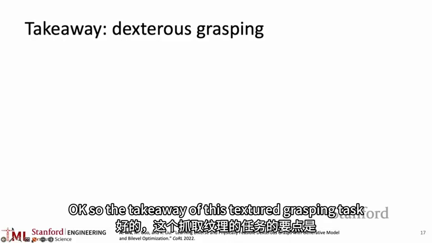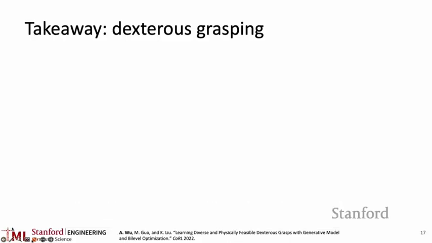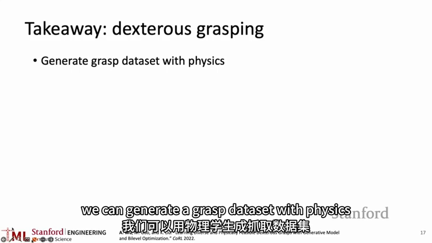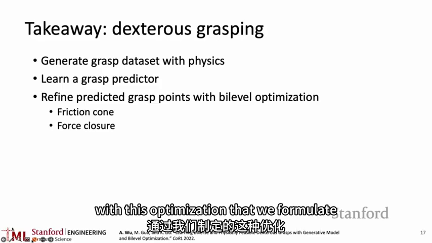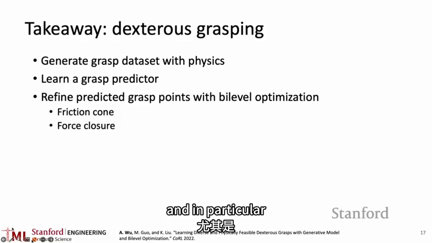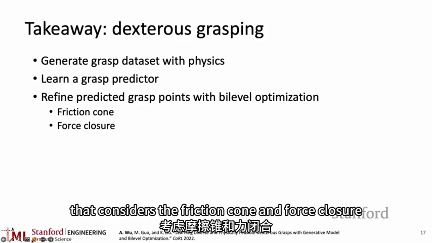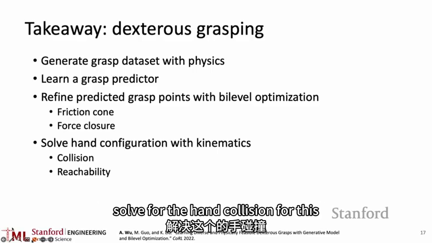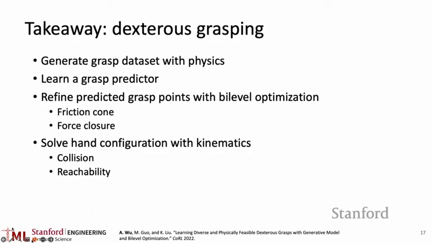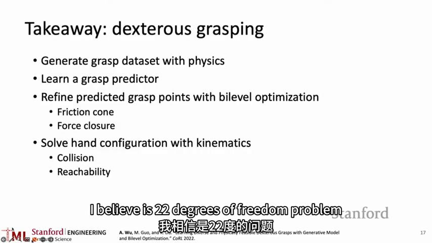Okay, so the takeaway of this dexterous grasping task is that at a high level, we can generate a grasp data set with physics, learn a grasp predictor, and then refine the prediction with this optimization that we formulate. In particular, that considers the friction cone and force closure. And then finally, we can also use kinematics to solve for the hand collision for this, I believe it's 22 degrees of freedom problem.